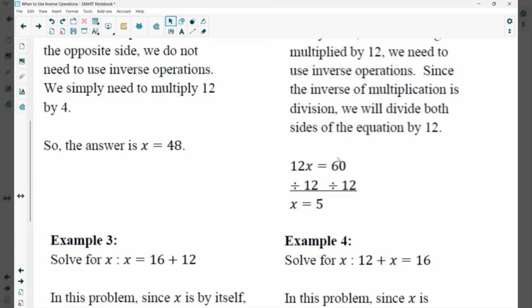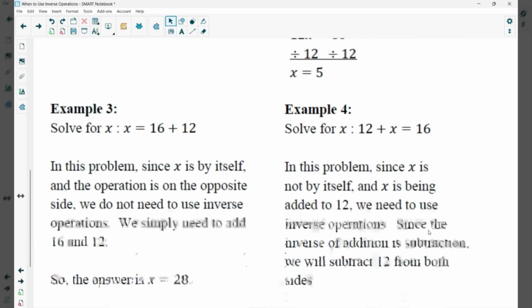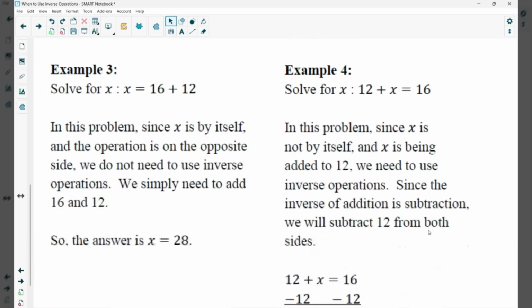When I take 60 divided by 12, I get 5. So I know that x equals 5. I also know that x equals 5 makes this equation true, since if I take 12 times 5, I get 60. Now, I know some of these equations right now are really simple, but they're going to get more difficult. So it's good for us to set this foundation now, so when we get to the more difficult equations, we'll be able to solve those too.